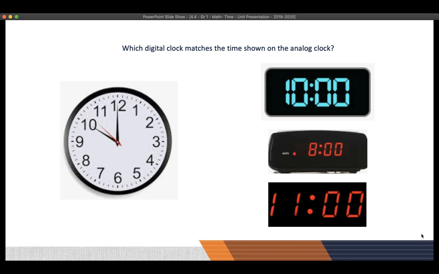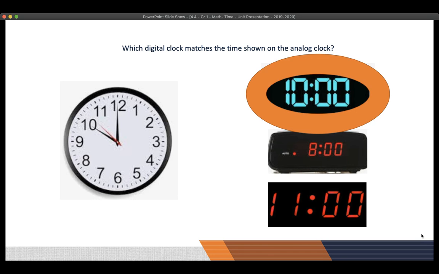Which digital clock matches the time shown on the analog clock? Take a moment, pause the video, and write down what time you think this analog clock shows. You should have 10 o'clock.